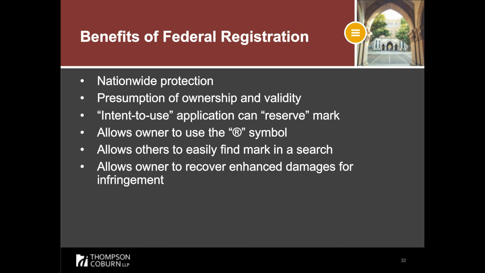And there are other benefits, as noted up here on the slide. There's the ability to use the registration symbol, which applies for both registrations on the principal register and the supplemental register that I mentioned earlier. Some of these are more specific to the principal register, such as the presumption of ownership and validity. But regardless of the type of registration, it is helpful because it can notify others of your trademark, and they'll be aware of it if they conduct a trademark search, and it might act as a deterrent for others who are looking to pick a new name.